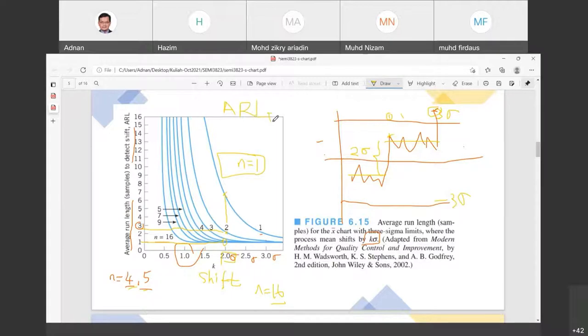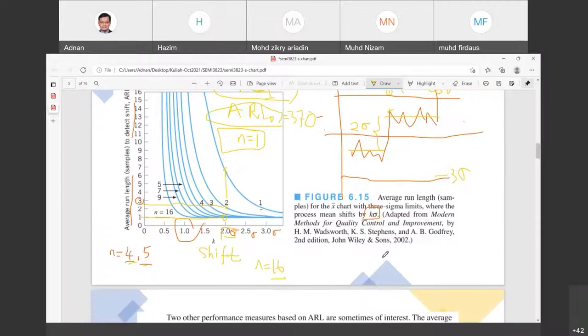Same also actually for ARL 0, there's no issue because the process is stable. There is no issue, but this is already, we say 370. The process is stable, but when the process is unstable, it depends on instability. How much is unstable? Is it 0.5 sigma? Is it 1.0 sigma? 1.3 sigma, and so on. I hope that you get the idea how we can evaluate performance of control chart.